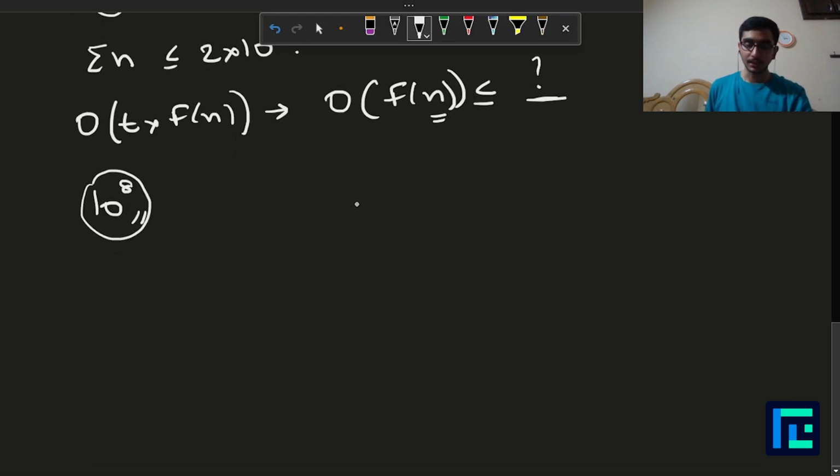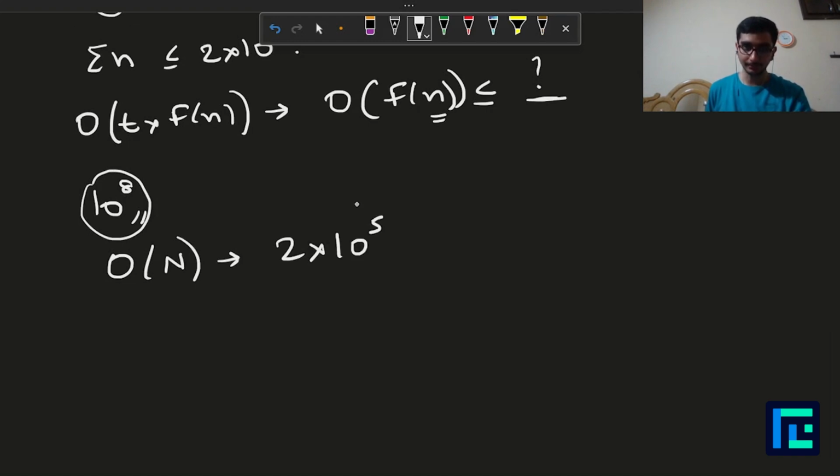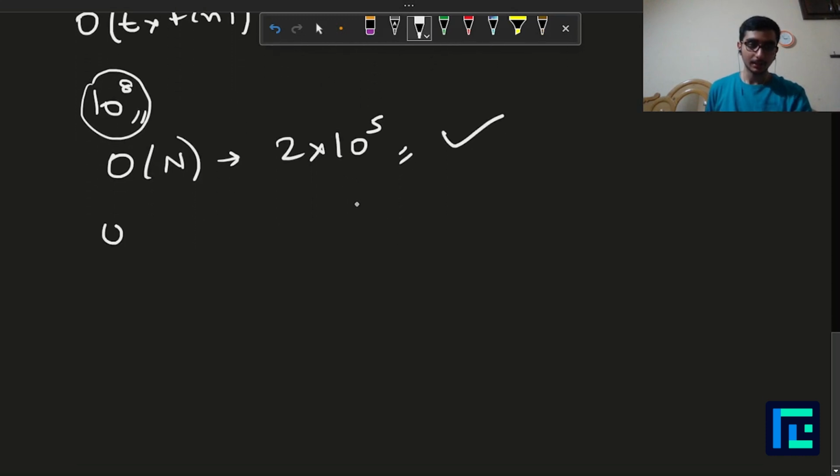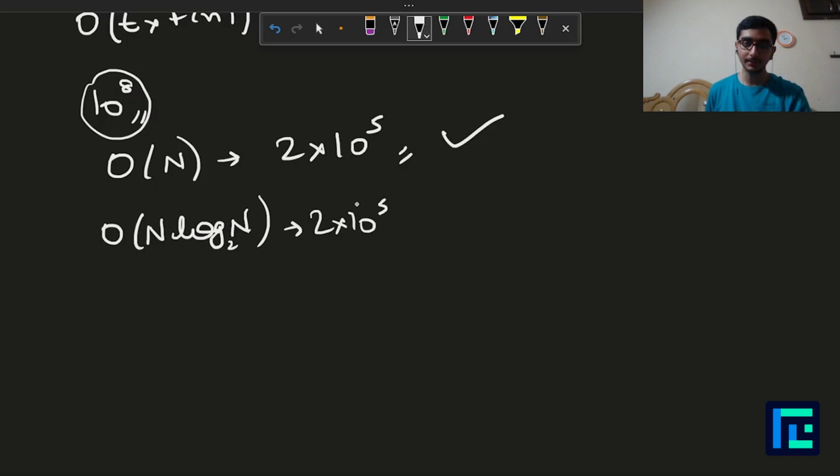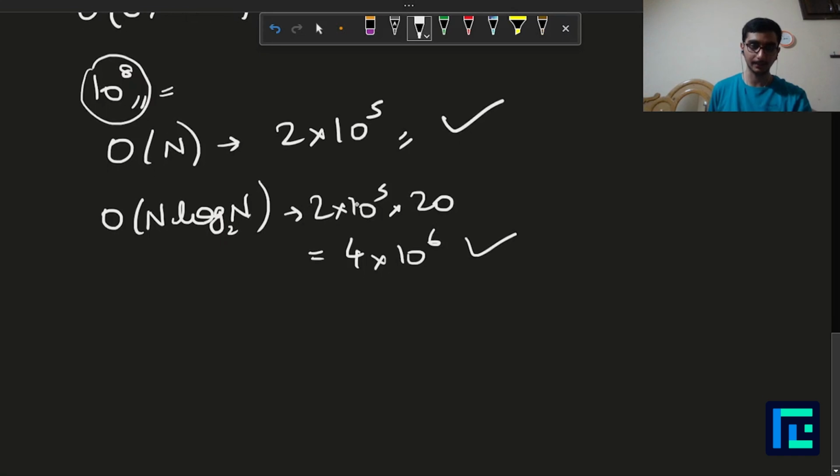That is good to go. Now, if this was O of n, then it would take around 2 into 10 power 5 operations, right? This would run pretty well. If we had n log n, now this is base 2, we should remember. This value would be 2 into 10 power 5 into 20, because log base 2 of 2 into 10 power 5 is approximately 20. So this is 4 into 10 power 6. This would also run pretty fine inside the 10 power 8 time limit.